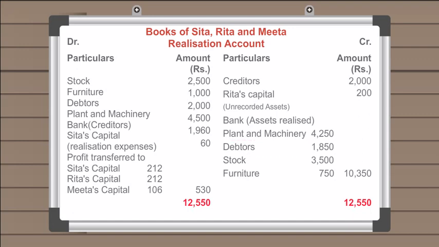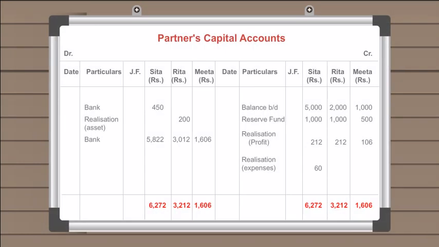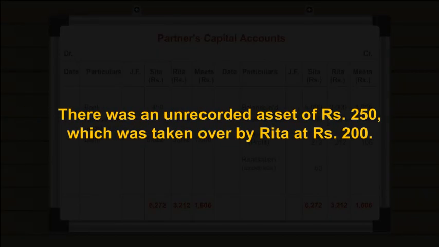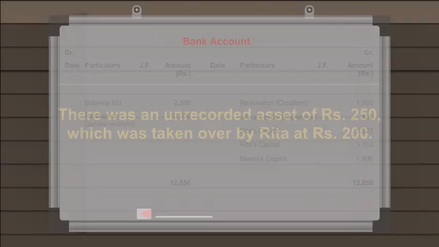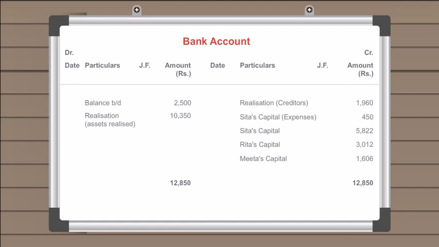Sita agreed to bear all realization expenses. For the service, Sita is paid 60 rupees. Actual expenses on realization amounted to 450 rupees. Creditors were paid 2% less. There was an unrecorded asset of 250 rupees which was taken over by Rita at 200 rupees. Prepare the necessary accounts to close the books of the firm.